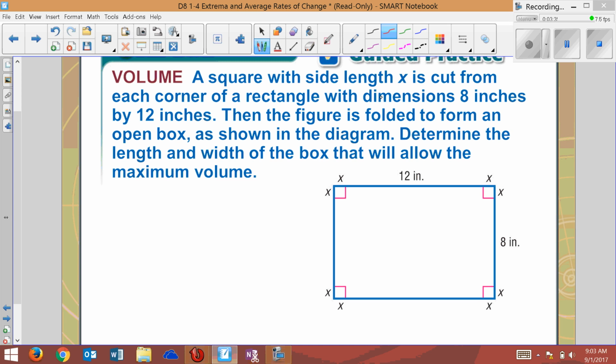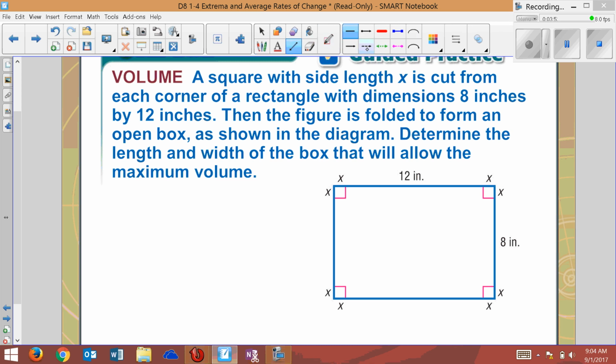It says a square with side length x is cut from each corner of a rectangle with dimensions 8 inches by 12 inches. The figure is folded to form an open box as shown in the diagram. Determine the length and width of the box to allow for the maximum volume. So remember, volume is 3 dimensions.